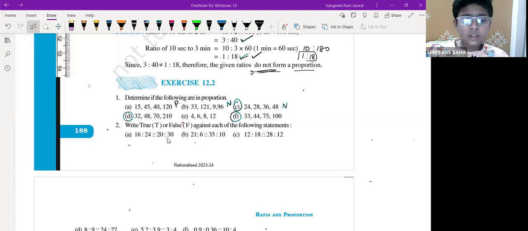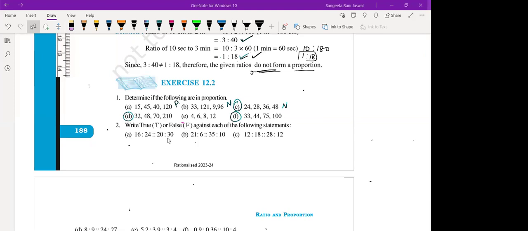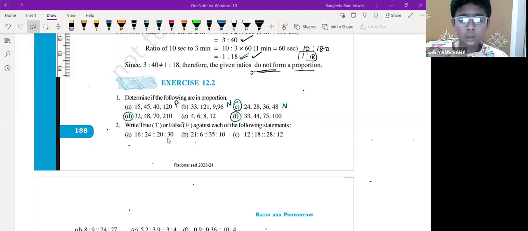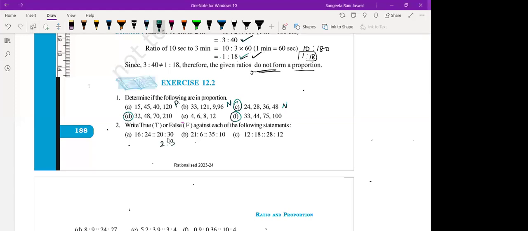The first one is true, right? First one is true. What is the lowest form of this? Ma'am, 2:3. This is 2 is to 3. And this one also 2 is to 3. Okay, so they are equal. So it's true. Okay, what about the next? Adya will tell me. Adya, tell me the next one.